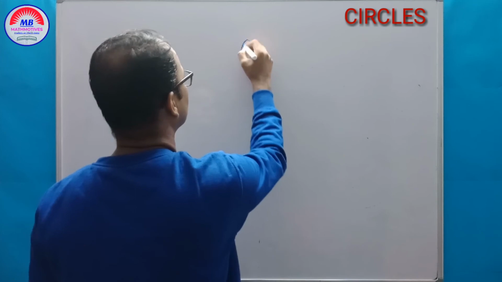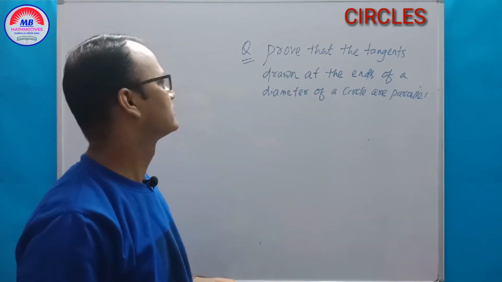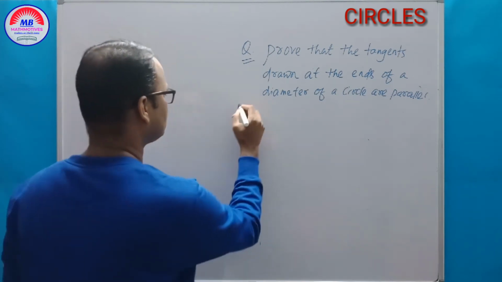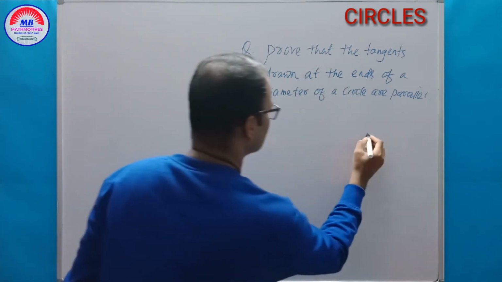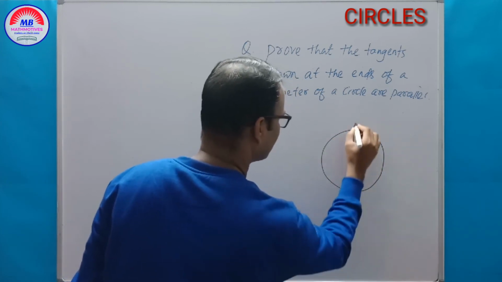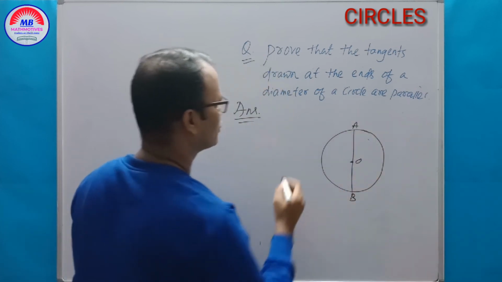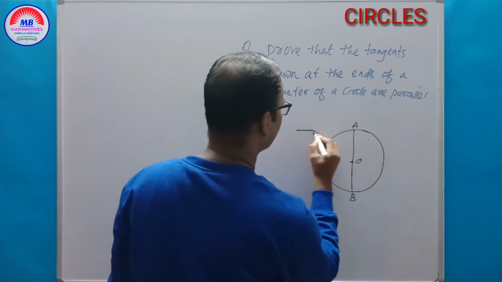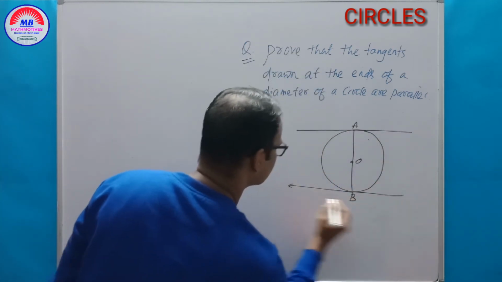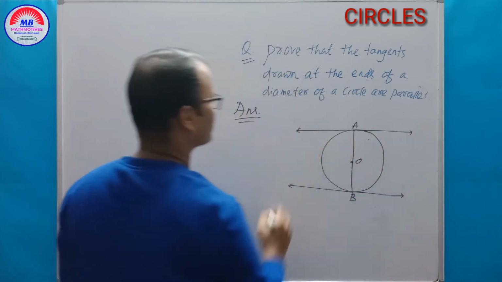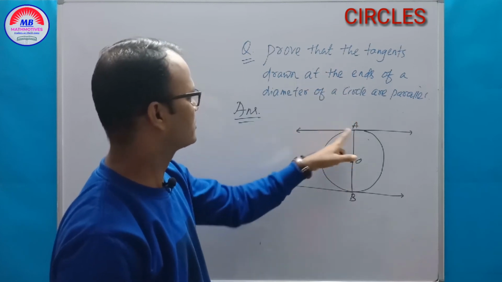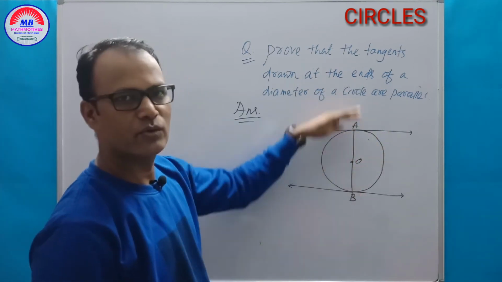Next question. Prove that the tangents drawn at the ends of a diameter of a circle are parallel. Circle given, diameter given. It is the center. Let AB be the diameter. Draw the tangents at the end points of the diameter. It is one tangent, and it is another tangent. So what to prove? Prove that the tangents drawn at the end points of a diameter are parallel to each other.